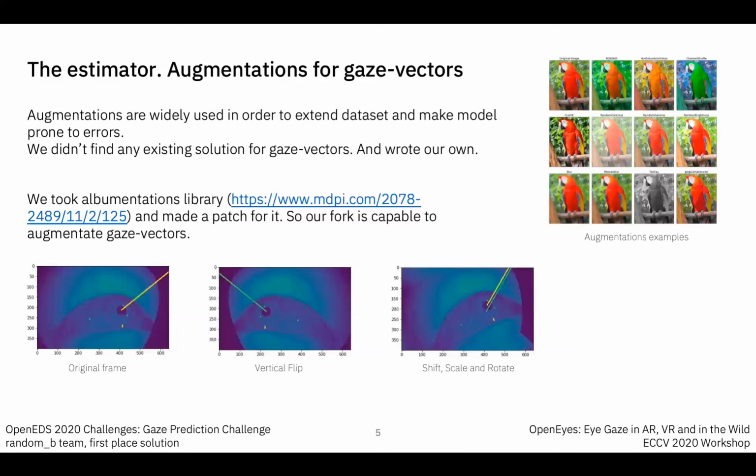We didn't find any existing solutions for gaze vectors, but found them for bounding boxes, for key points, and for our labels. And we decided to write our own solution. We took the augmentations library and made a patch for it. So our fork is capable of augmenting gaze vectors. You can see the original frame, the augmented vector, vertical flip, and shift, scale, and rotate augmentation.